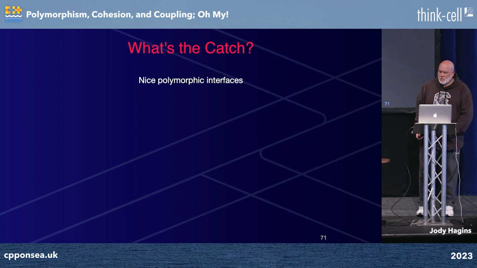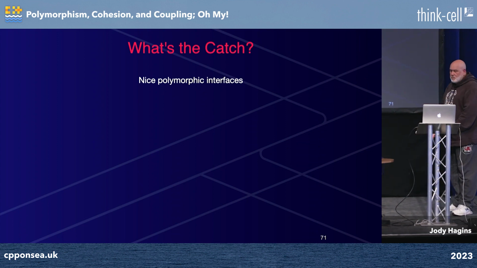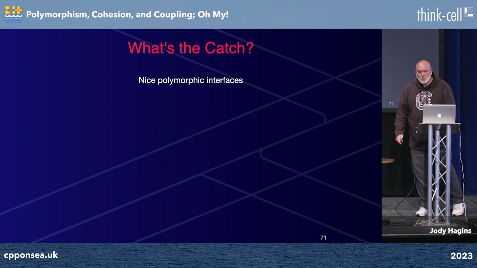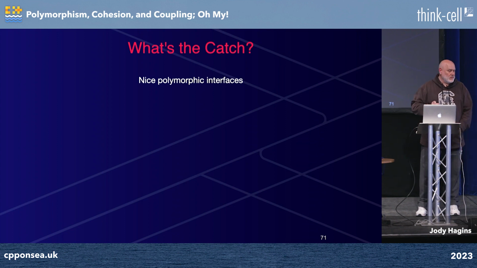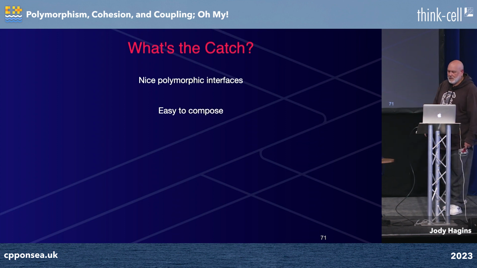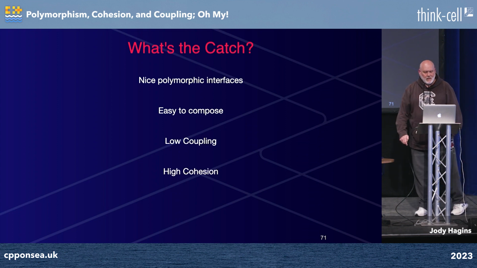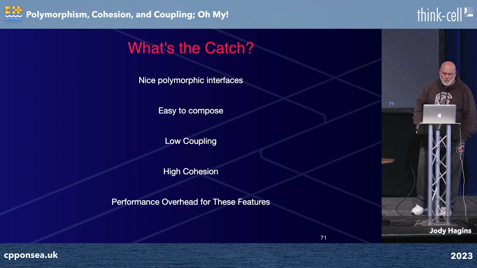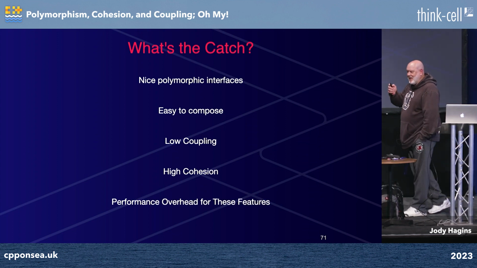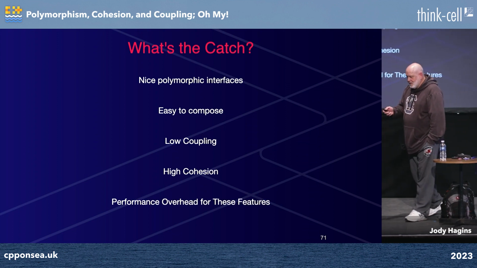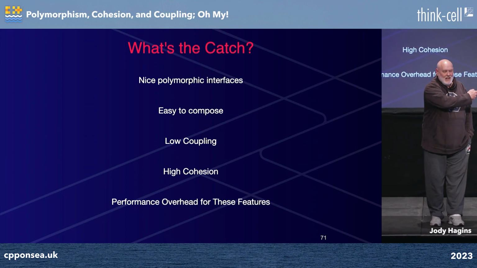So we want nice polymorphic interfaces, but it doesn't mean virtual functions and inheritance, because none of that was there, except for the streams module, which was virtual functions in C, right? Because it was just a table of function pointers. You want it to be easy to compose. You want to have low coupling, high cohesion, but there's a performance overhead for these features. These features don't come free.